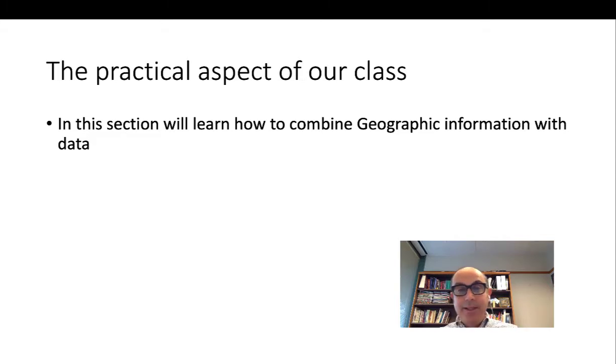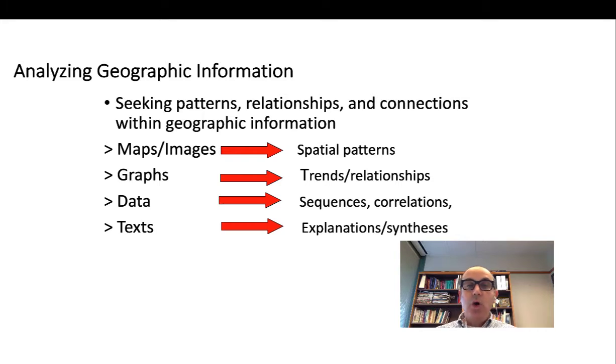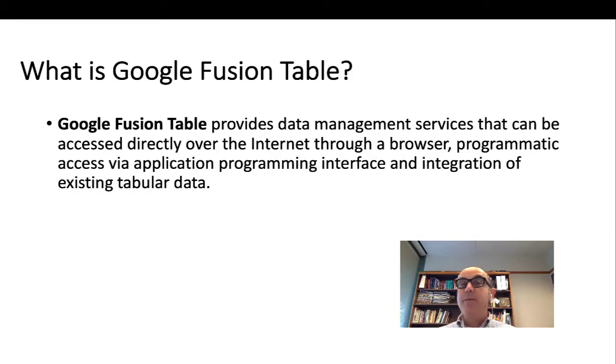In this section of my lecture, I'm going to talk about geographic information with data. What is geographic data? It is usually about humans, about physical characteristics or location based on a map. So how geographic activities relate to the condition of humans who live there. In the visual display framework, usually we are talking about maps and images, graphs, data, and text. All of it is part of it.